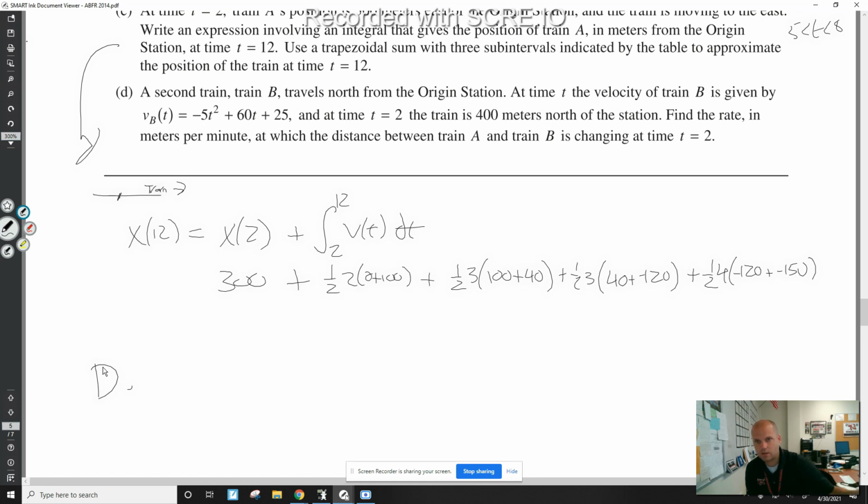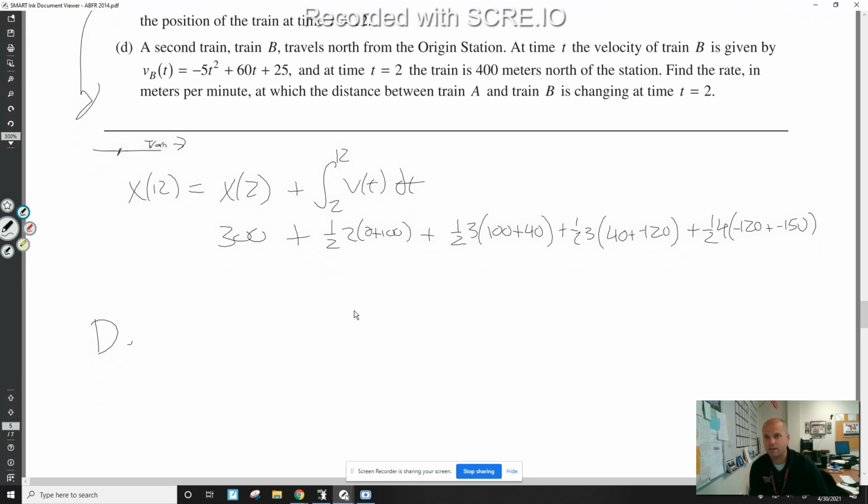Second train B travels north. At time t, the velocity of train B is given by that. Okay. And at time t equals 2, the train is 400 meters north. Find the rate at which the distance between train A and B is changing. I gave you a question like this, some of you, on the test.